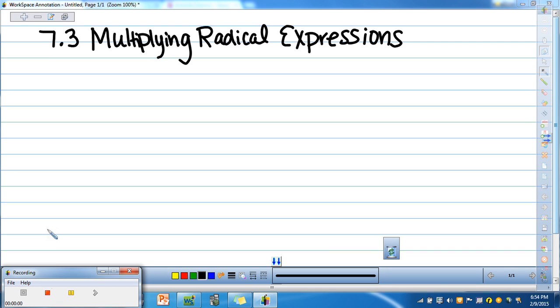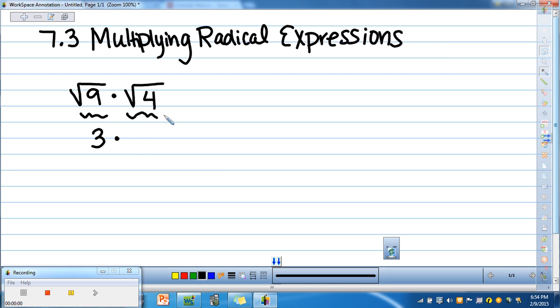In today's lesson, section 7.3, we are going to learn how to multiply radical expressions. Let's start off looking at the square root of 9 times the square root of 4. One way to solve this is to find the square root of 9, which is 3, the square root of 4 is 2, and finally 3 times 2 is equal to 6.